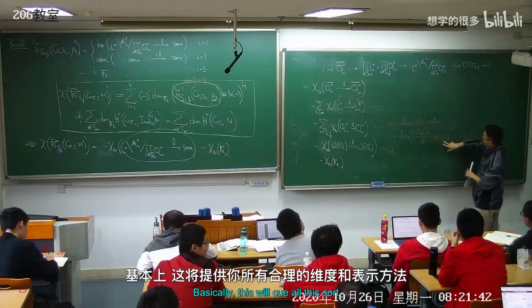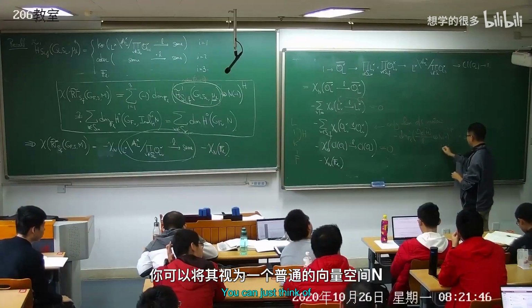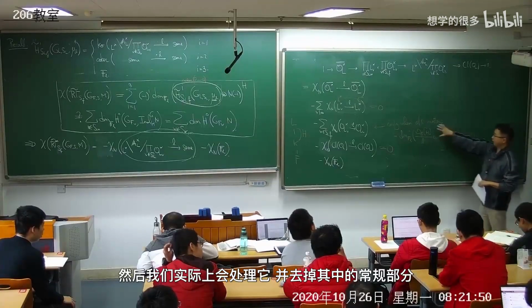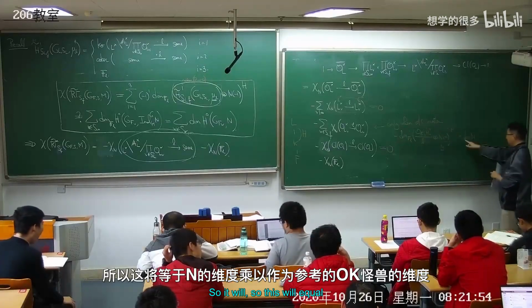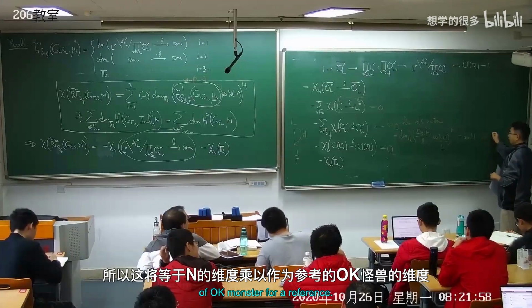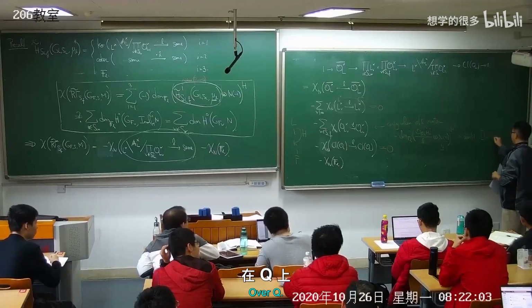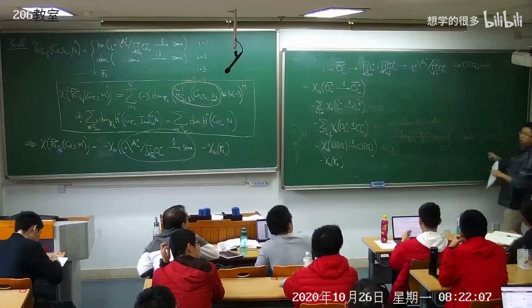Basically, this will cover all the reasonable representations here. You can just think of it as a plain vector space N. And then we take H invariant, it will kill the regular representation part here. So this will be equal to the dimension of N times the dimension of OK mod, or rather K over Q_L.